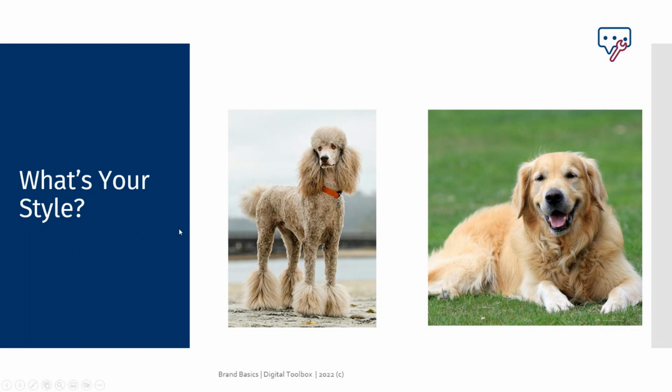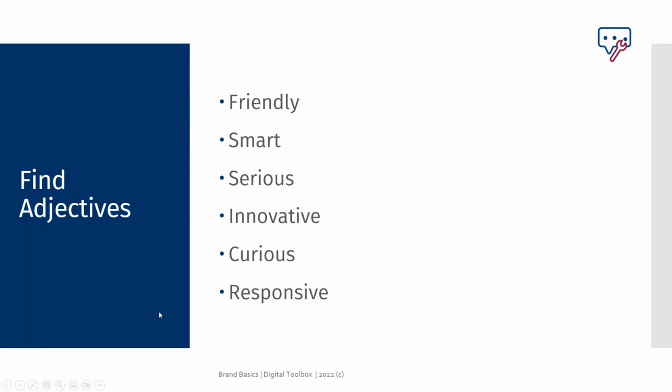Another way to do this, if analogies don't really work for you, is simply with adjectives. One of the things I do is pull a list of 30 or 40 adjectives and ask someone to pick the words that would describe their company. Friendly, smart, serious, innovative, curious, responsive. You can do welcoming, you can do feminine or masculine. Any adjective that you would use to describe a person can apply to your company.